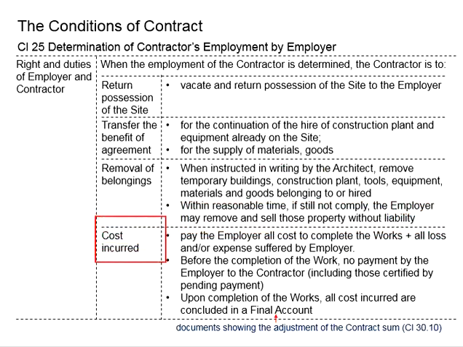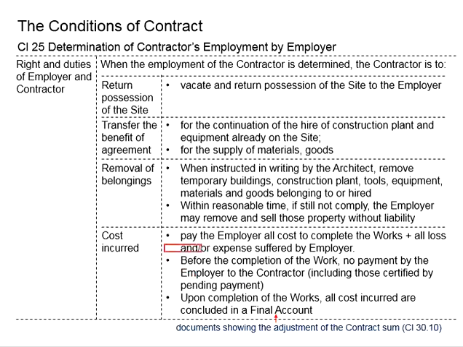Next is about the cost incurred. The contractor is to pay the employer all the costs to complete the work, plus all the losses and expenses suffered by the employer. The work supposedly done by the contractor is now only done halfway. If the contractor abandons the work, there will be loss suffered by the employer, and all the relevant costs should be paid by the contractor.